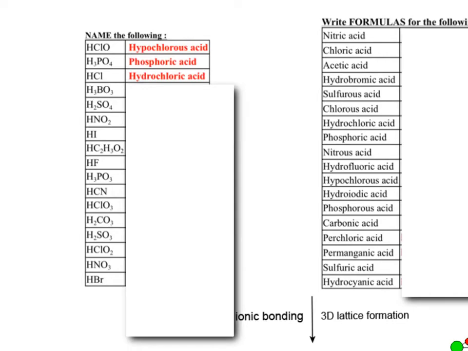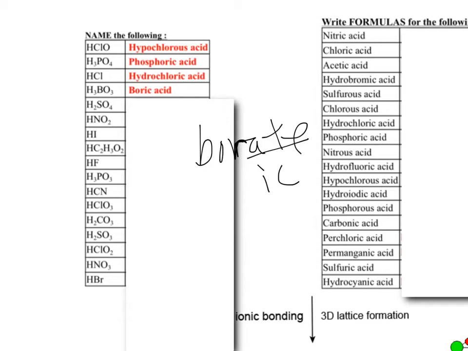H3BO3. Okay, so this is borate, if I'm not mistaken. Borate is an ate anion. So if it ends in ate, that means the name of the acid is going to be an ic acid. So this should be boric acid if we did it right. Yay, boric acid. Okay, pause the video and try the next 3, and we'll go over those together. So pause them, try them.